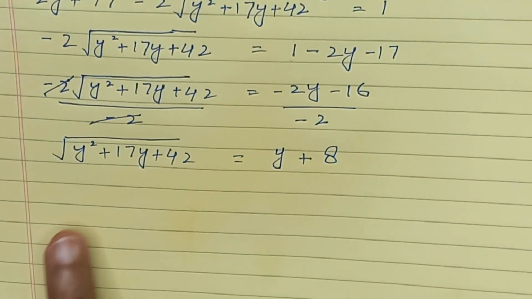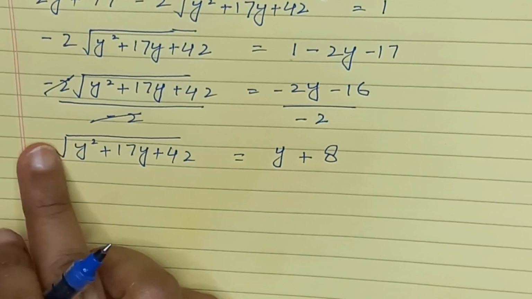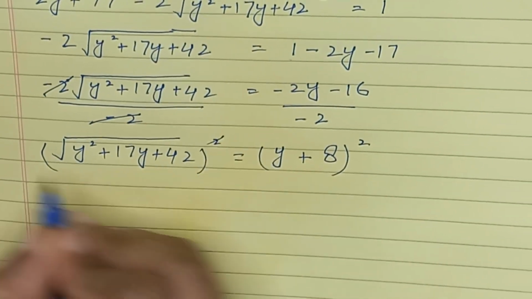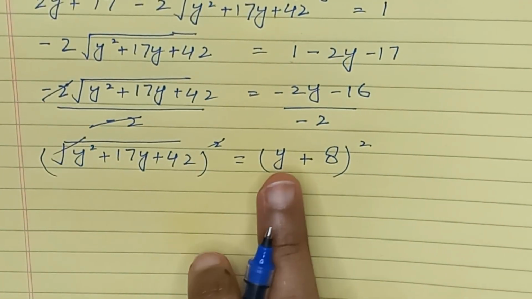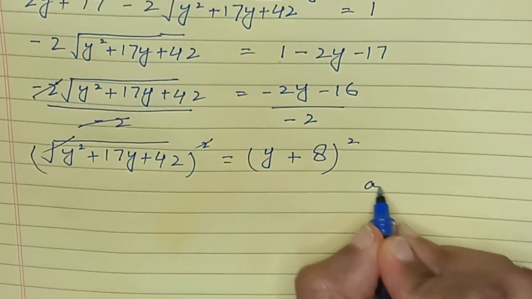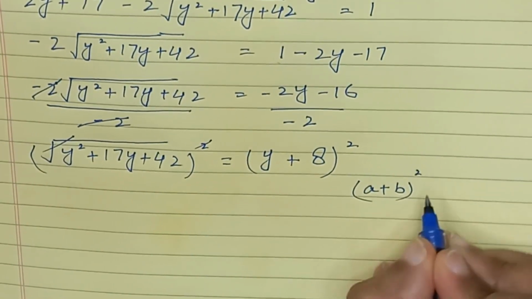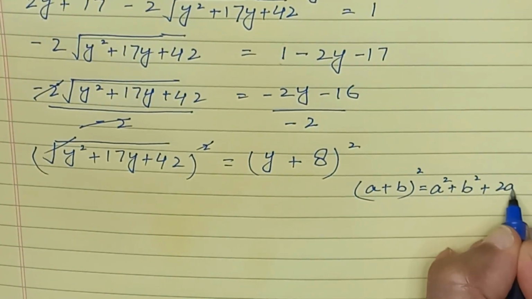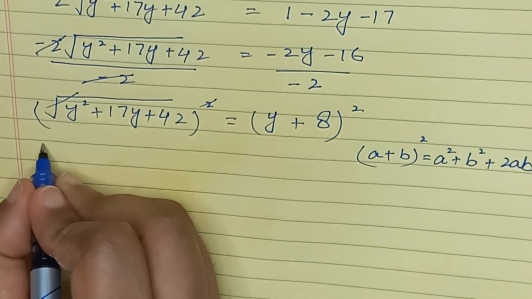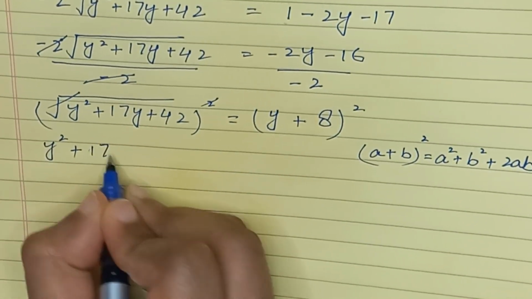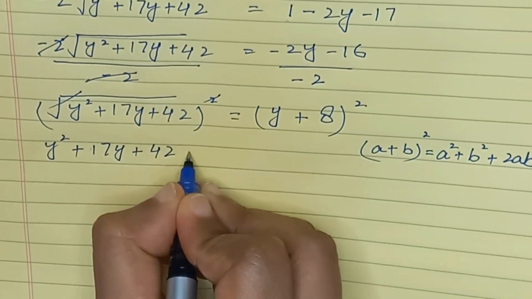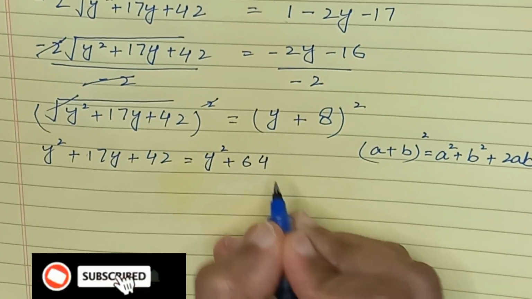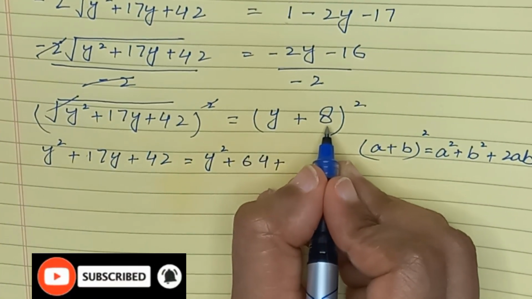So we will again take square on both sides to remove this radical sign. So taking square on both sides, square and square root will be cancelled out, and it is the form of a plus b whole square, which is equal to a square plus b square plus 2ab. So it will become y square plus 17y plus 42, which is equal to a square plus b square means 8 square, which is 64, plus 2ab means 2, 8 times 16, and y.